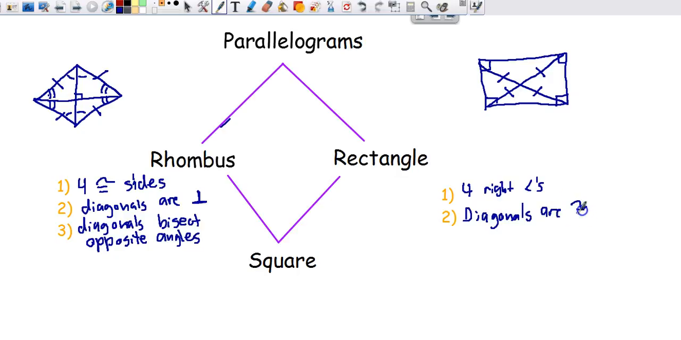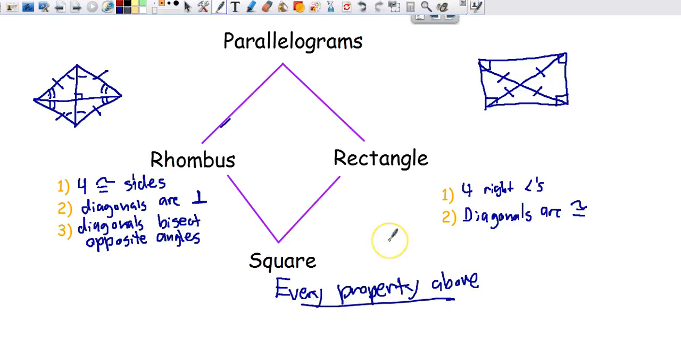So diagonals are congruent. And finally, a square is just everything here. If a rectangle and a rhombus had a baby, it'd be a square. All right, so let's look at those last 2 examples, and we'll be in good shape to do our day 3 assignment, parallelograms.